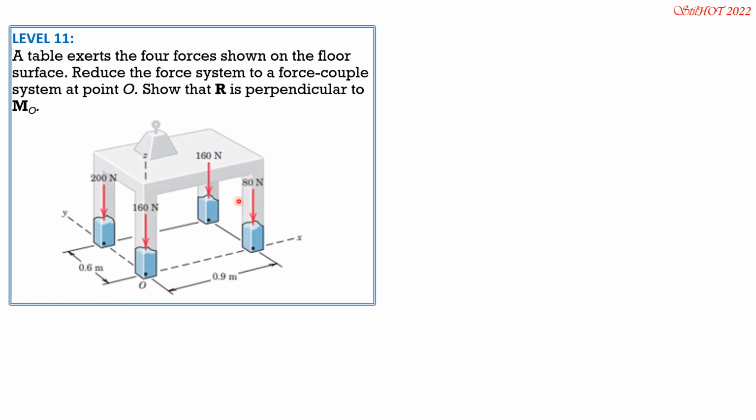So first, let's have the resultant, which is pointing towards the negative z direction. So R is equal to negative 200, negative 160, negative 160, negative 80 k. So R in vector form is negative 600 k newtons, or 600 newtons downward.